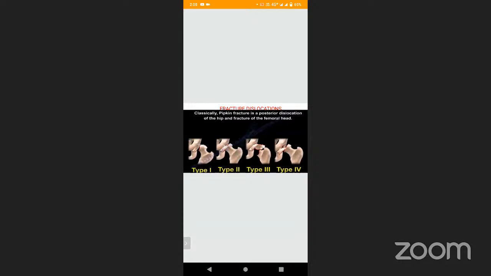Pipkin's fracture dislocation. There are 4 types of this Pipkin fracture dislocation that you need not study now, but for the sake of completion, I will tell. The type 1 Pipkin dislocation means the head is dislocated and the head is fractured just below the ligamentum teres. You know, there is a ligamentum teres running from the center of the head of the femur to the acetabular floor.